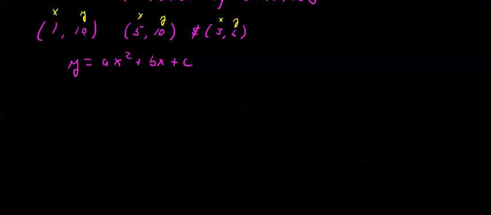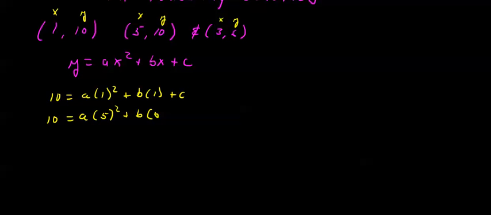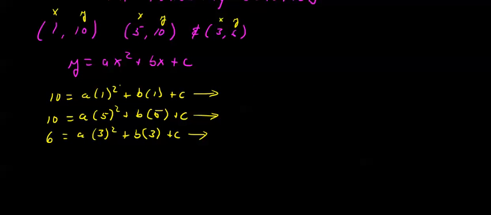So let's start. When y is 10, x is 1. When y is 10, for this equation, x is 5, and b times x is 5. And when y is 6, x is 3 plus b times 3 plus c. Now, this original step, you can skip and go directly to the next one. However, you must be careful because some people forget to square it.